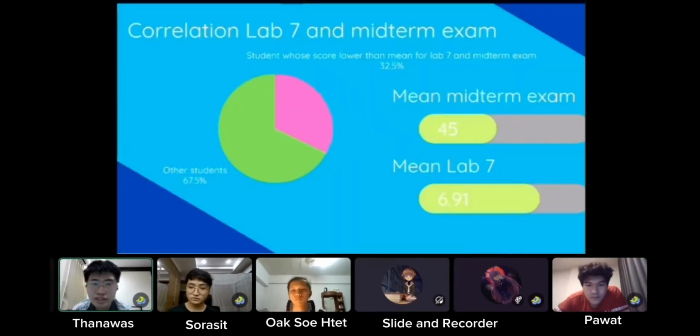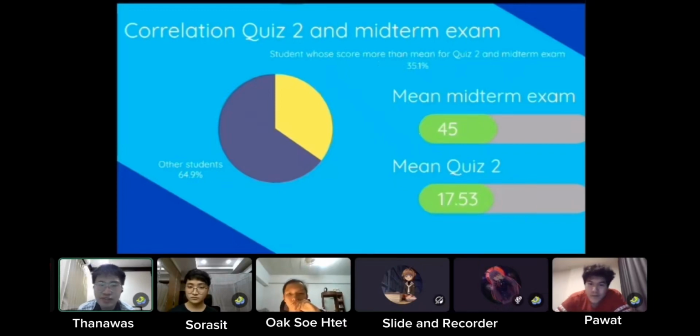The next part is the correlation of lab 7 and midterm exam. We already computed the mean, which is 45, from the midterm exam score, and the mean of lab 7 is 6.91. The students who score lower than the mean for lab 7 and midterm exam is only 32.5%, and other students are 67.5%.